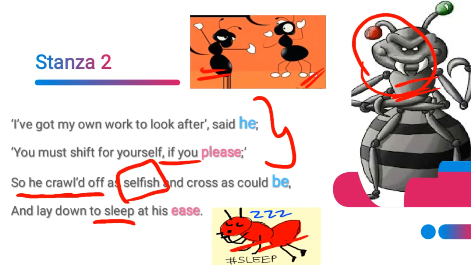So this neighbor ant is selfish and cross. So what does it mean? This means angry here. Okay, children, so cross means angry in this poem. Look at this face. It's angry, isn't it? Yeah, so this is what is happening here in stanza 2.